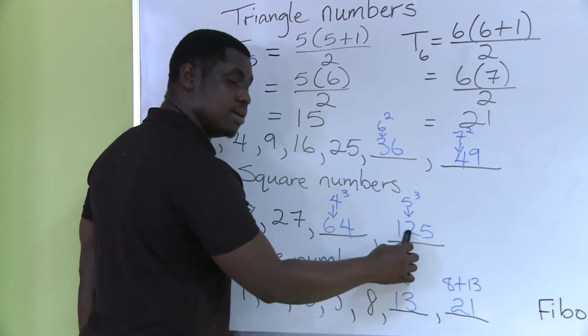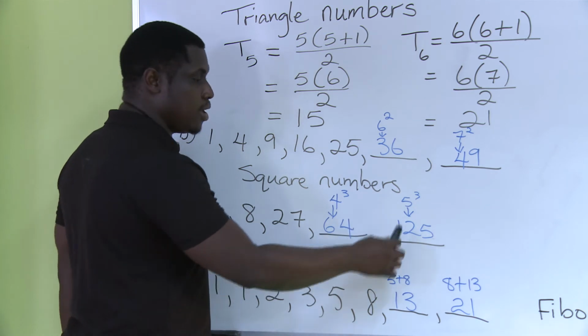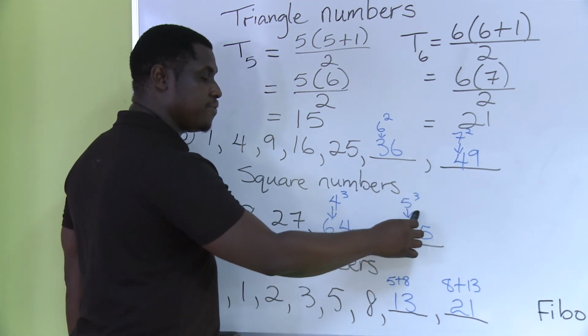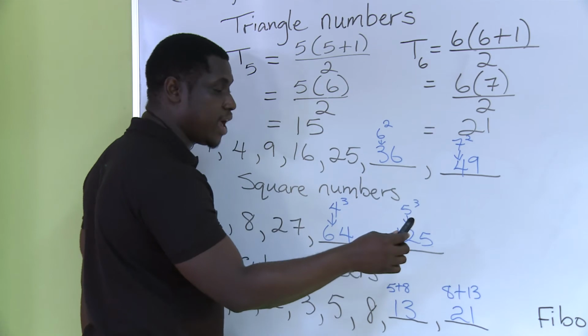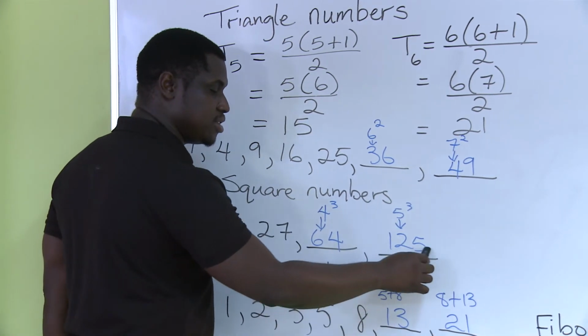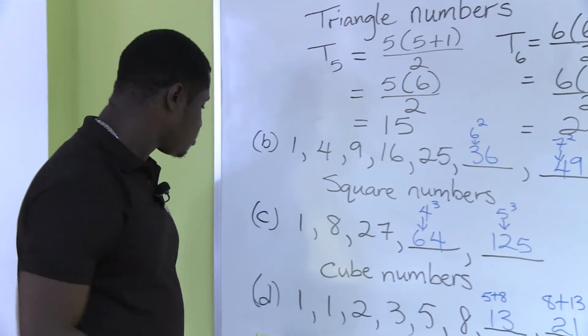The next term here would then be 5 cube. And 5 cube means I'm going to multiply 5 by 5, which gives me 25. And 25 by 5 is 125.